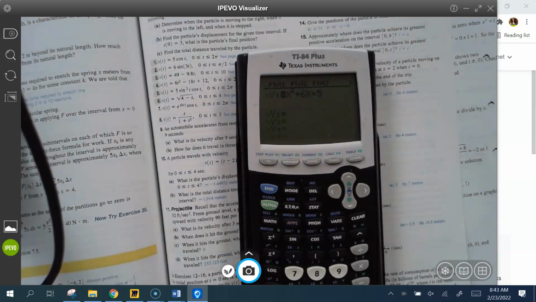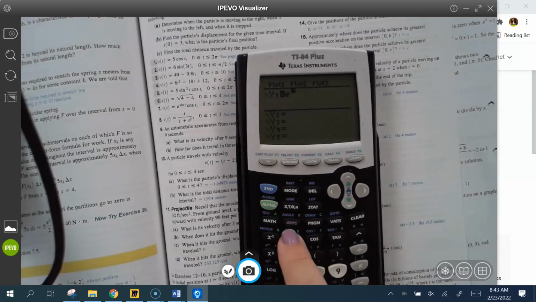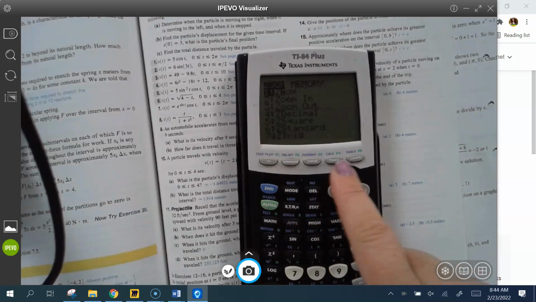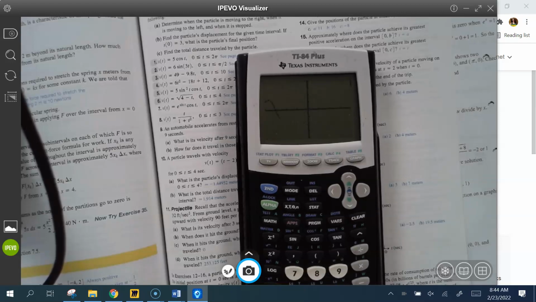Kind of dark. Okay, y equals e to the sine t cosine t. I'm going to do a zoom trig on here. No, it gives you a negative 2 pi to 2 pi window. Zoom trig. Funky. But here's what I'm going to do.